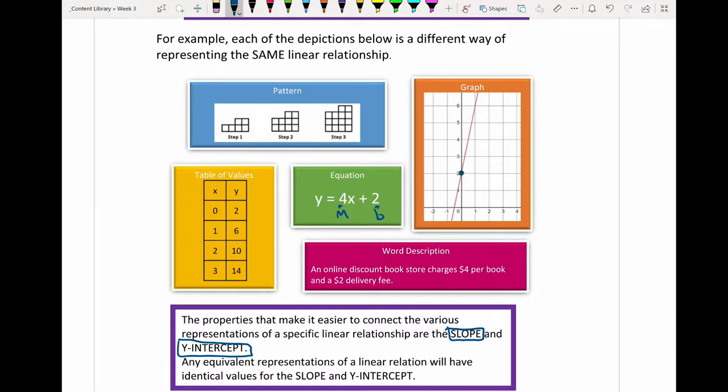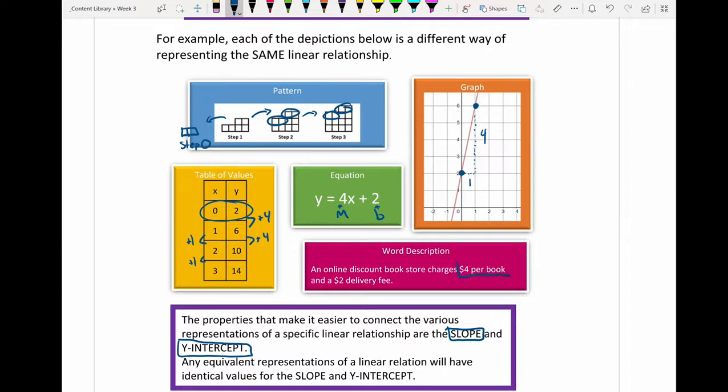If I go to the graph, I can see my y-intercept there. I can see my m, or my slope, is 4, because as I move over a step, I go up to 6, and this is rise over run. We run 1, we rise 4, so 4 over 1 is 4. In the table of values, our b value is that initial 2, and as we increase by 1, we're increasing by 4 every time. We can see this in the pattern as well. As we go from one to another, we're increasing by 4. If we were to go back a step and take away 4, we'd end up with just 2 blocks, so our initial value.